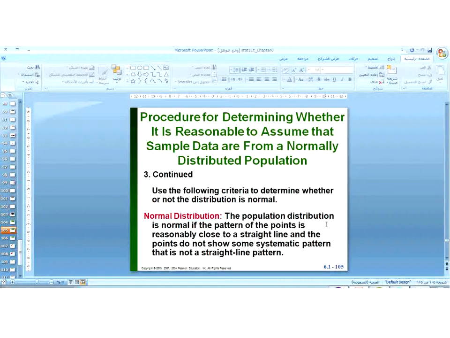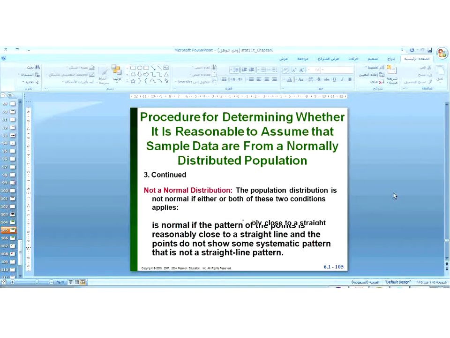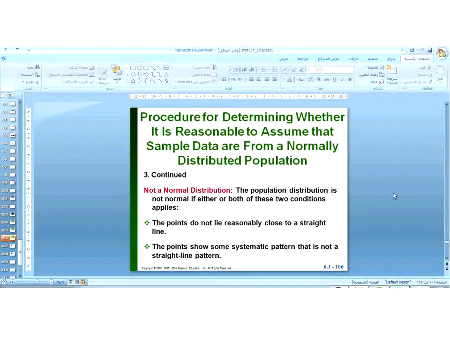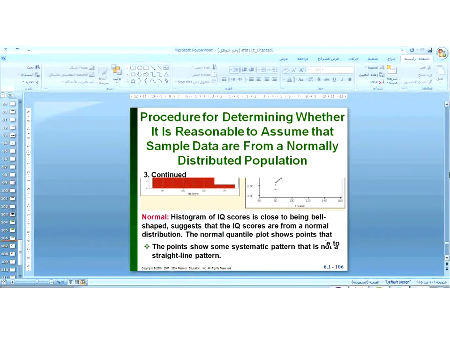and use the following criteria to determine whether or not the distribution is normal. The population distribution is normal if the pattern of the points is reasonably close to a straight line and the points don't show some systematic pattern that is not a straight line pattern. متى يكون not a normal distribution? The population is not normal if either or both of these two conditions apply: the points don't lie reasonably close to a straight line، إذا النقط مش واقعة بشكل خط مستقيم، أو the points show some systematic pattern that is not a straight line pattern، إذا هي لها pattern مش الخط المستقيم.